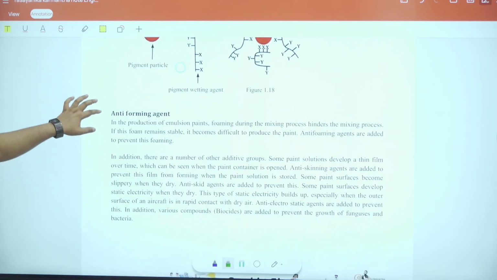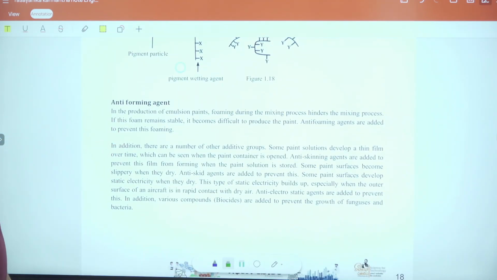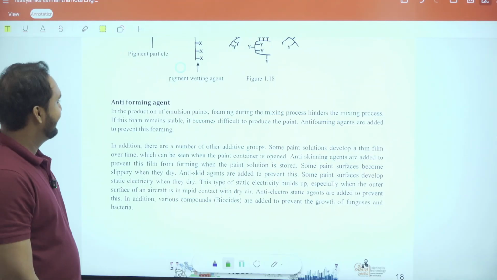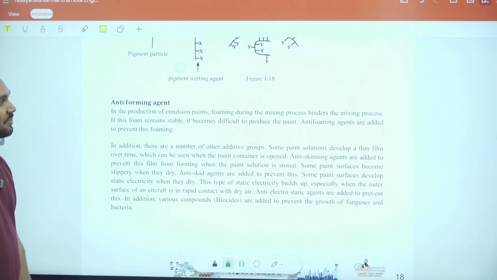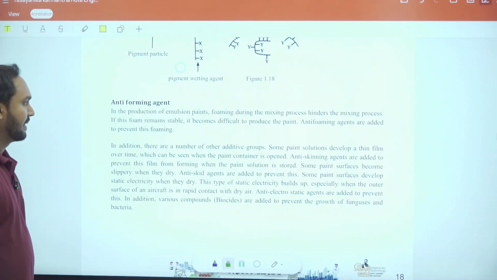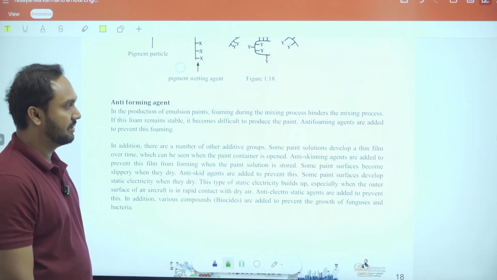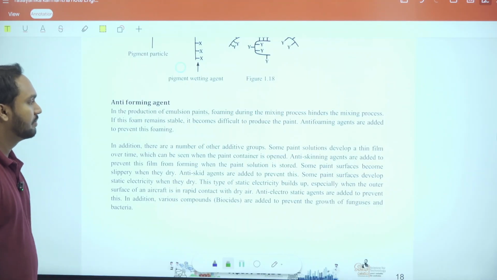Right. See, the anti-foaming agent is there. In the production of emulsion paints, foaming during the mixing process hinders the mixing process. If this foam remains stable, it becomes difficult to produce the paint. Anti-foaming agents are added to prevent the foaming.